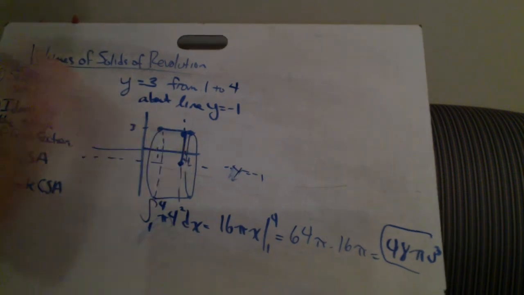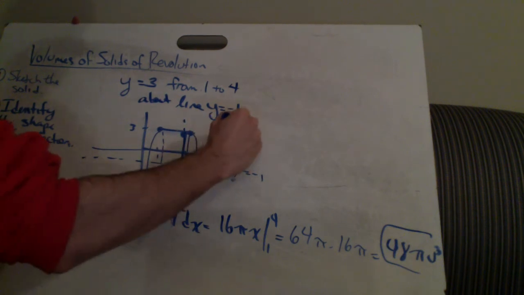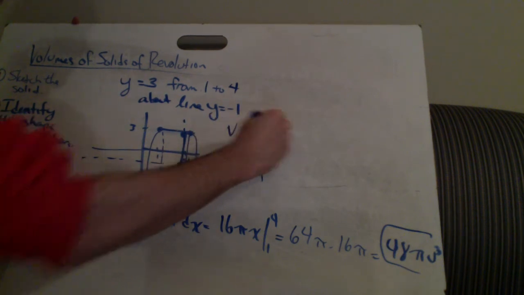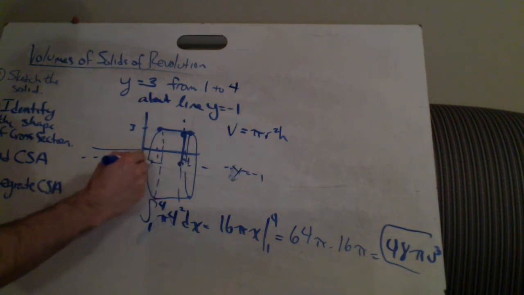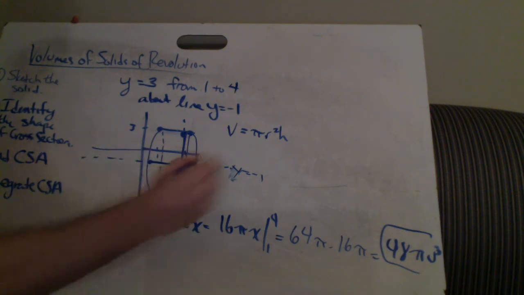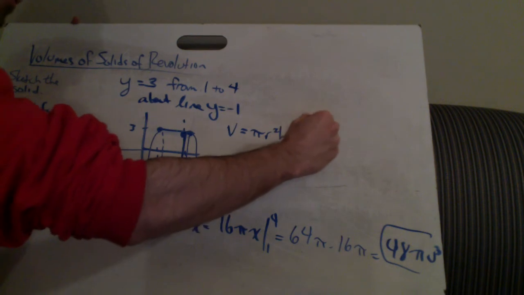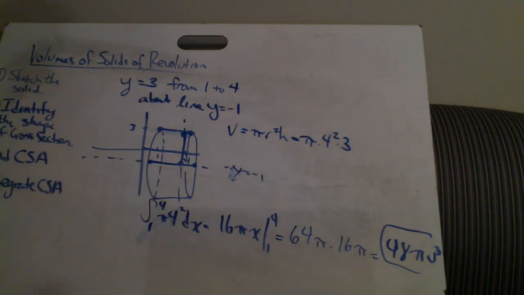And we can test this out the other way, too. We know that this is a cylinder. We know the volume of a cylinder can be found using pi r squared h. We know that r is 4. The height from the bottom to the top is 3, because I'm going from 1 to 4. So that means that's just pi times 4 squared times 3, which again is 48 pi units cubed, which is awesome.